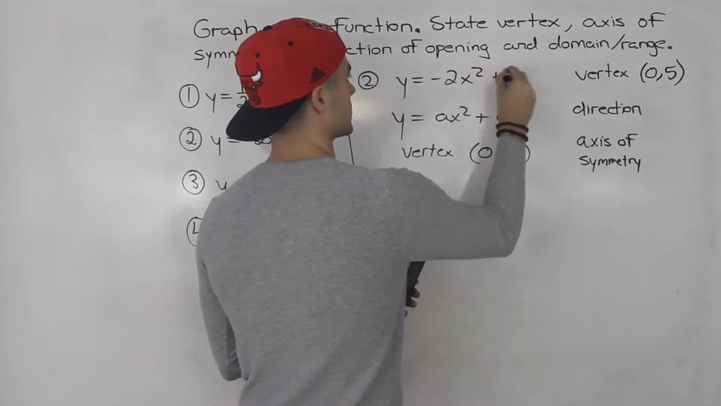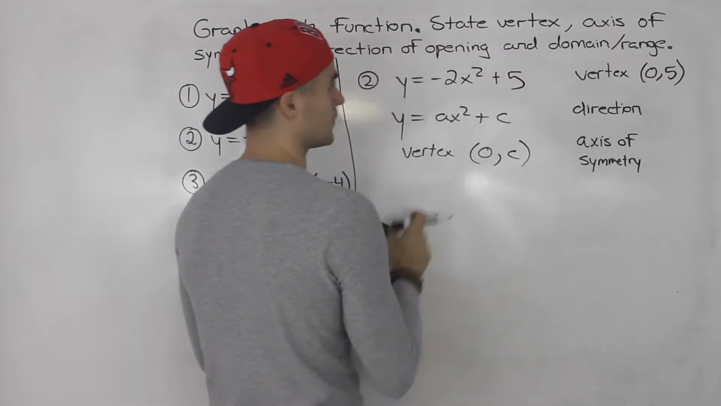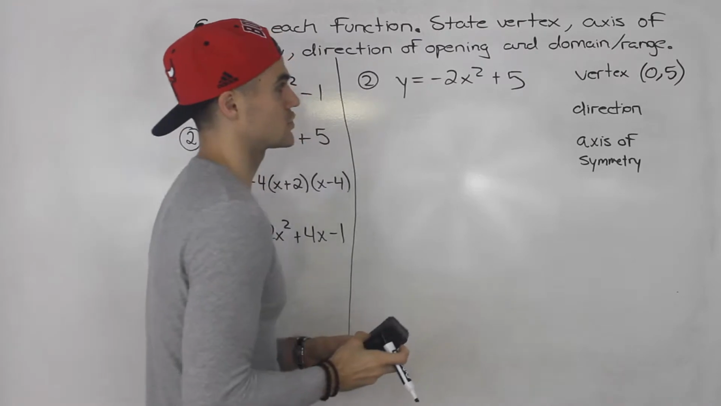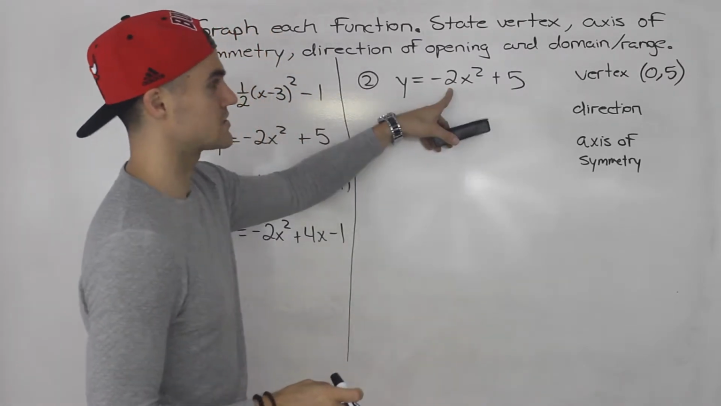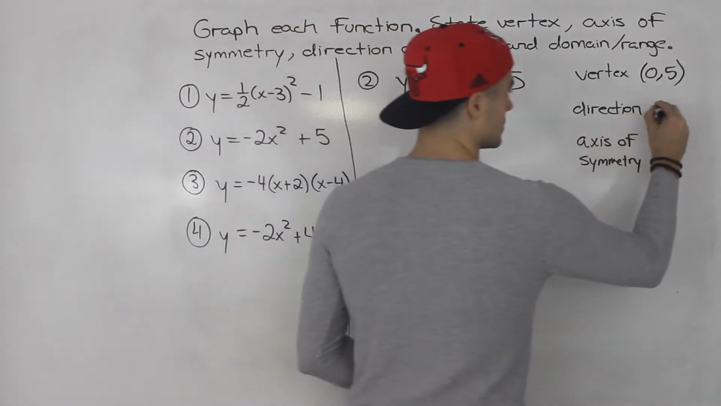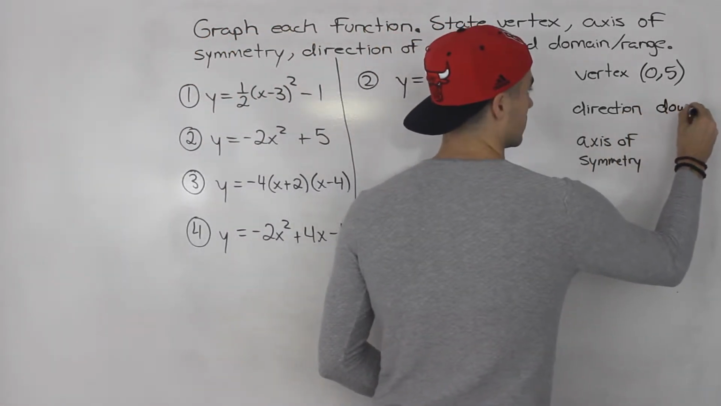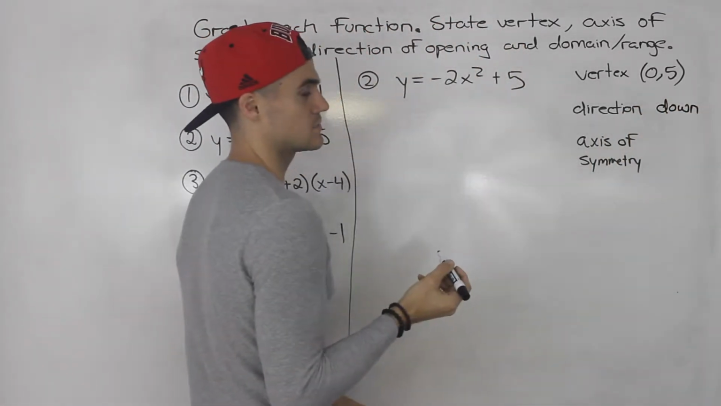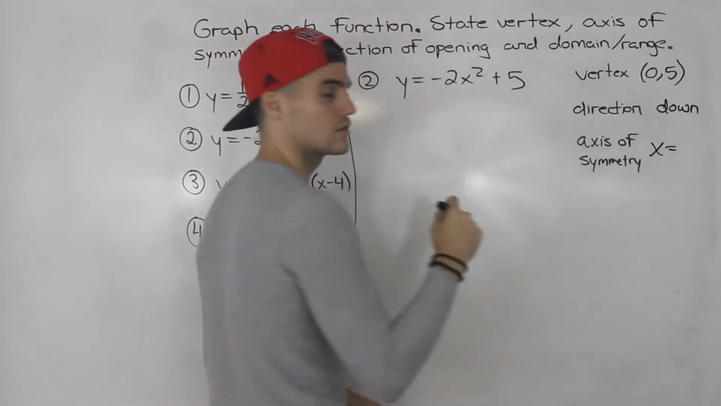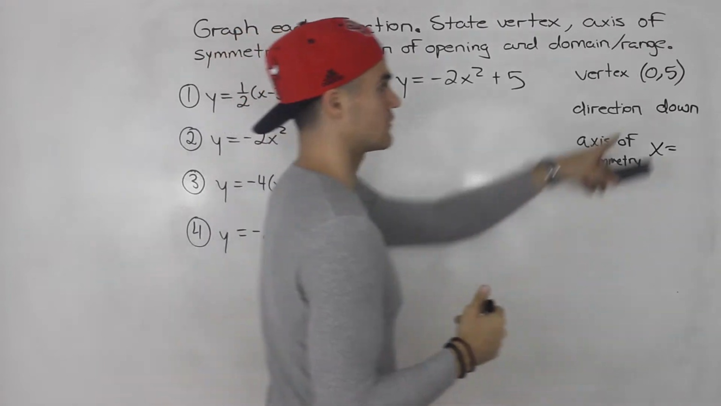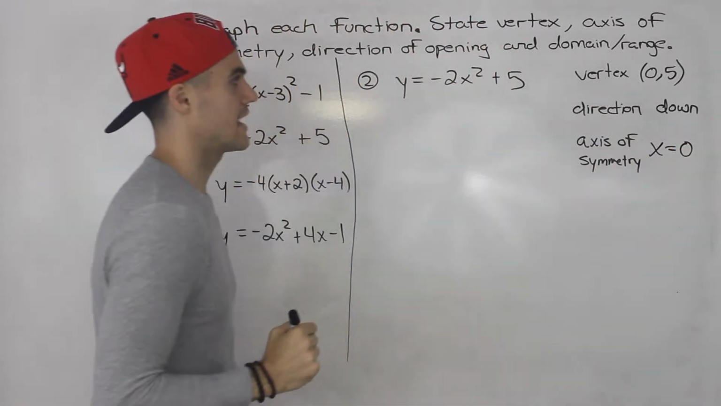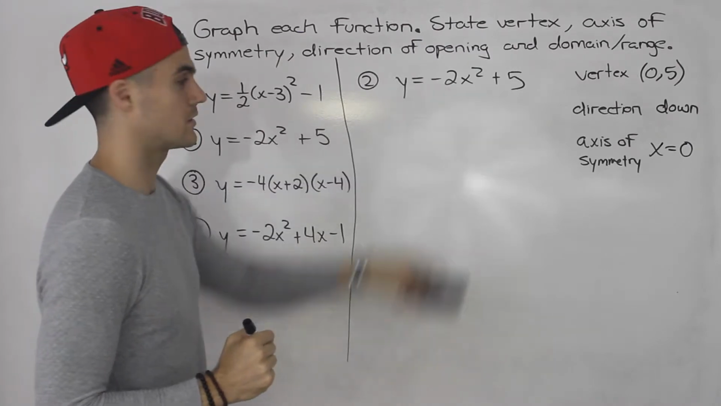Okay, so -2x² plus 5. So we know the vertex is 0 and 5. What's the direction of the opening? Well, notice the a value is negative. So because the a value is negative, the direction is down. What's the axis of symmetry? It's always x equals the x value of the vertex. The x value of the vertex in this case is 0. So that's the axis of symmetry for this parabola here.